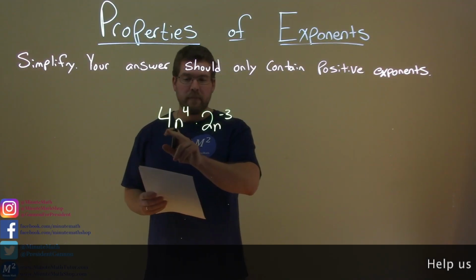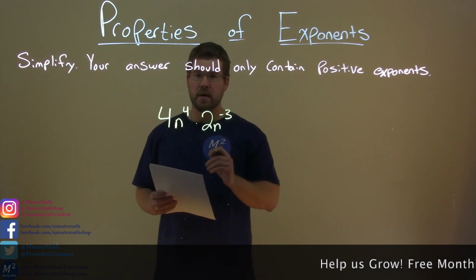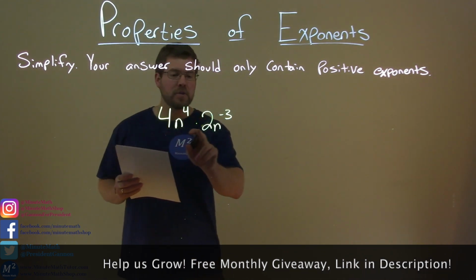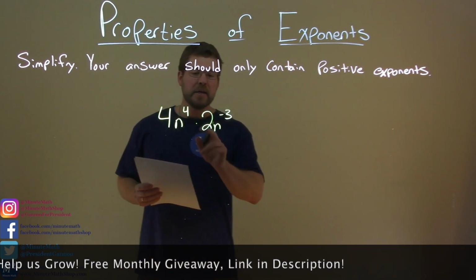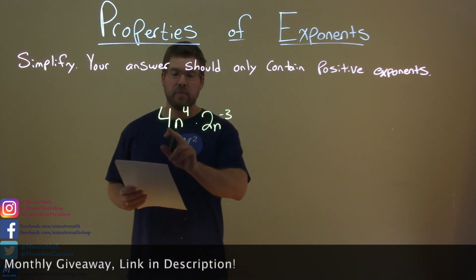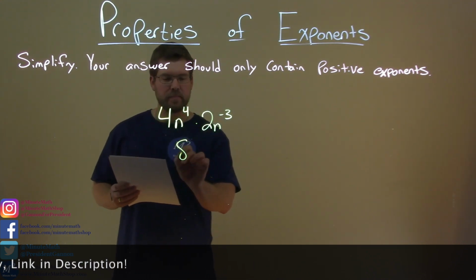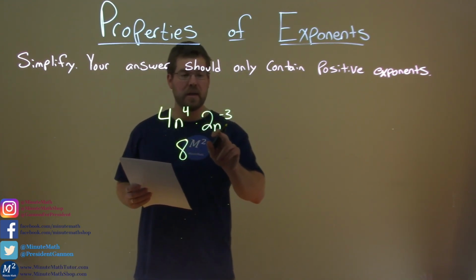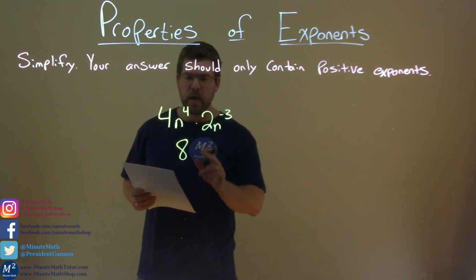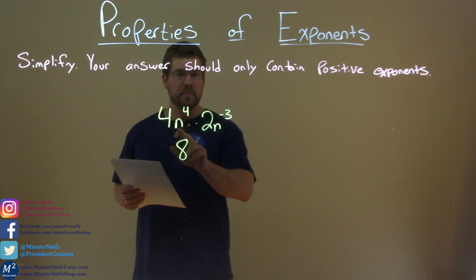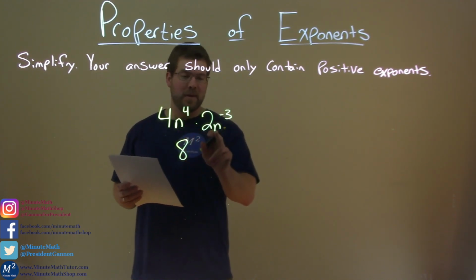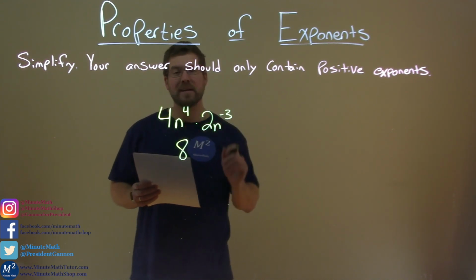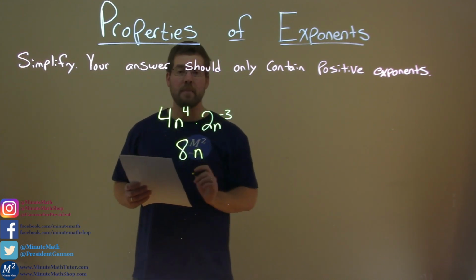We need to simplify 4n to the fourth power times 2n to the negative third power. Again, our coefficients here are 4 and 2. We need to multiply them together. 4 times 2 is 8. Now we have our variables, n to the fourth times n to the negative third power. When there are the same bases in multiplication, we add the exponents. So 4 plus a negative 3 is a positive 1.